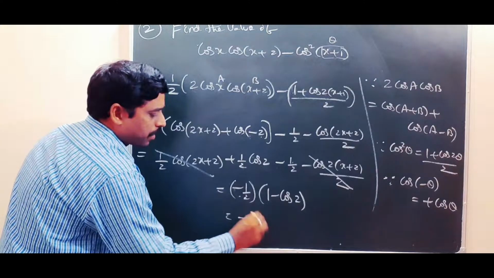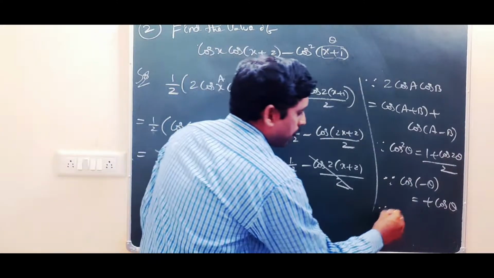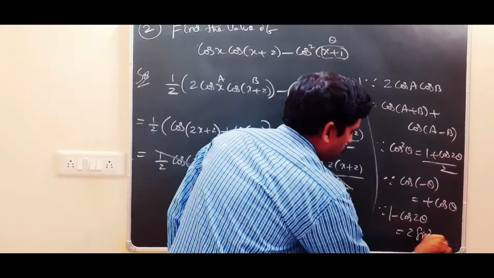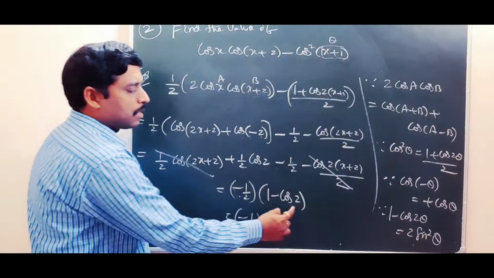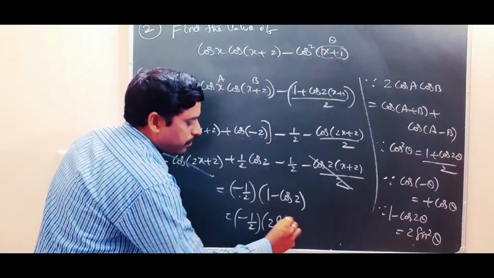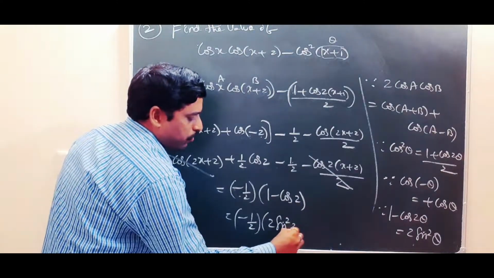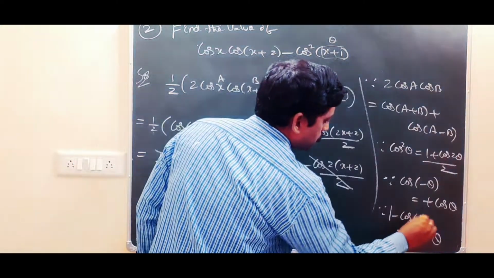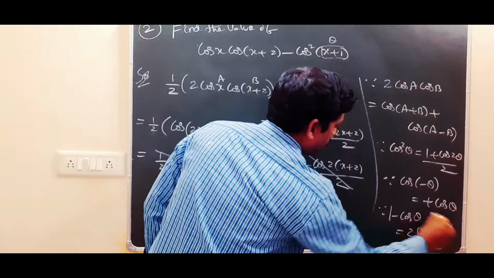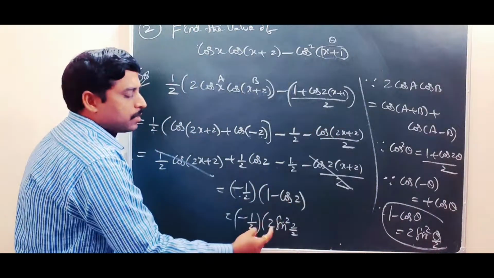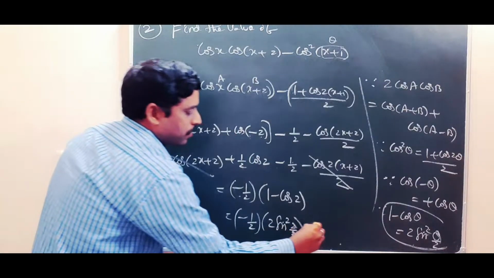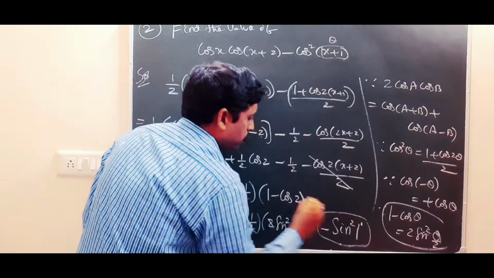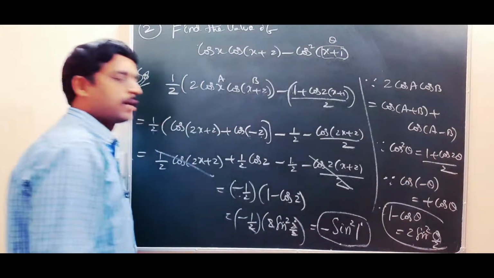So minus 1 by 2 times 1 minus cos 2. We have the 1 minus cos theta formula: 1 minus cos 2 theta equal to 2 sin square theta, or 1 minus cos theta equal to 2 sin square theta by 2. So 1 minus cos 2 is 2 sin square 2 by 2. The 2 gets cancelled, giving minus sin square 1 degree. So what is the answer? Minus sin square 1 degree.